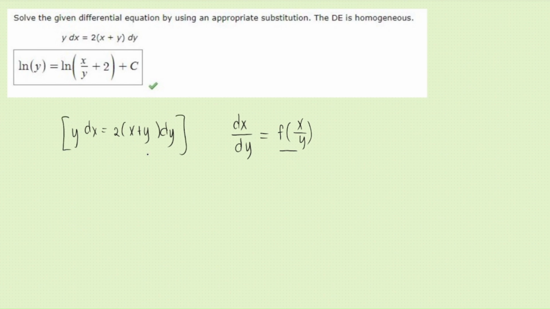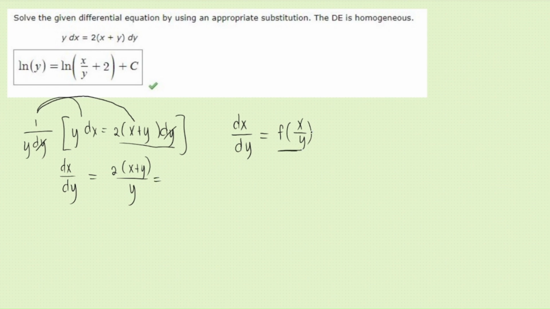So let's multiply both sides of the equation by 1 over y dy. Multiplying 1 over y dy times y dx, we can cancel y here. So we'd be left with dx over dy on our left hand side, and the right hand side is 1 over y dy times this one. You can simply cancel these out, so you'd be left with 2 times (x plus y) over y. Now we're closer to having our function in terms of x over y.